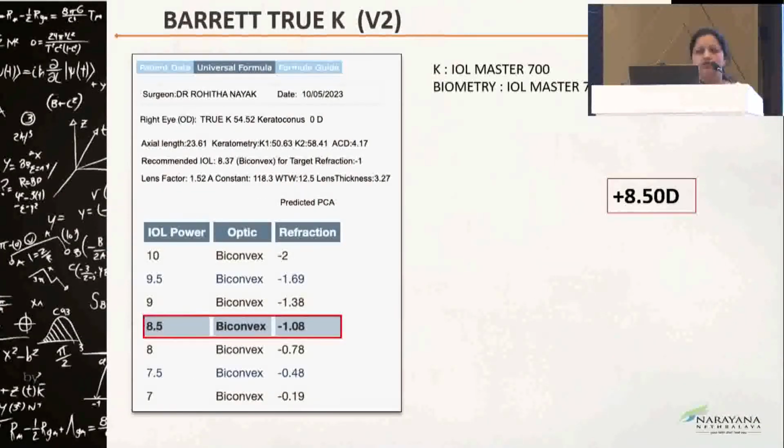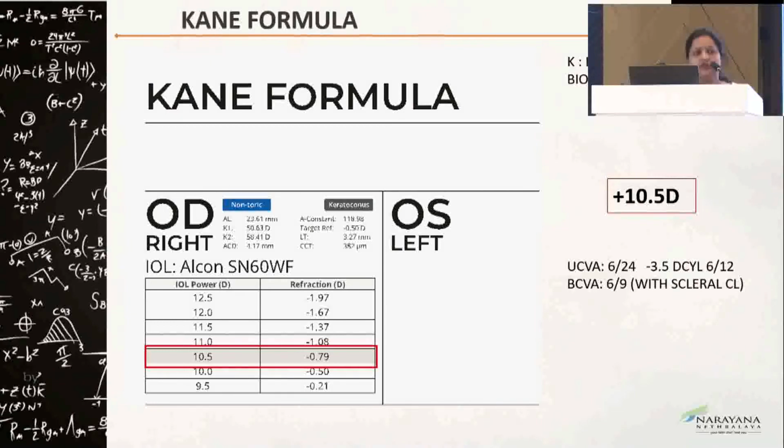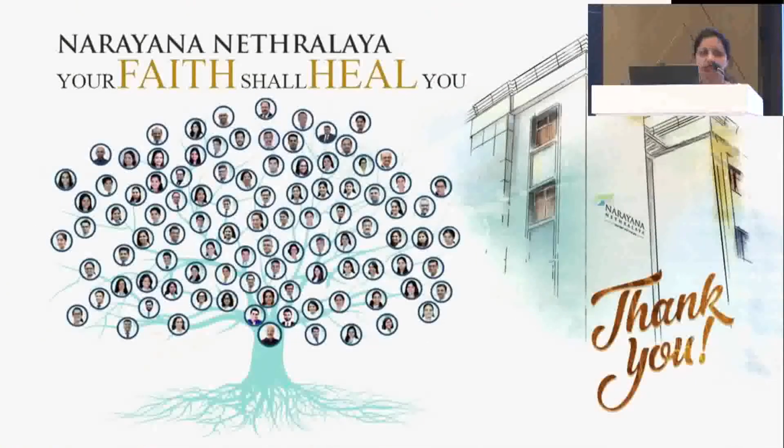Barrett True K using the anterior K from the IOL Master and the biometry is giving us a plus 8.5, whereas Kane using the same parameters gives us a plus 10.5. It is always better to go in for a higher IOL power because it at least gives us a myopic target, or even if it overcorrects, it will give us a residual myopia, which is good. And any residual refractive cylinder can be corrected with the scleral contact lens, which the patient was already using. Thank you.